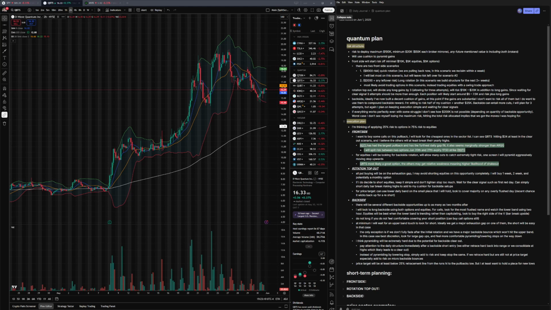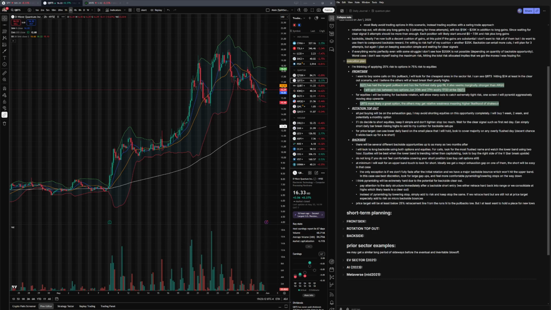Then you get into the execution plan. This is where I really took a deep dive and planned out all the different if-then scenarios and how I would approach them.